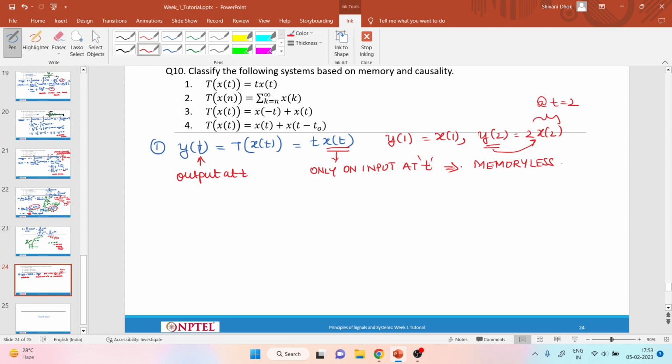Also, is there any future dependency? Output at t equal to 1 is not depending on input at t equal to 2 or t equal to 3 and so on, and therefore there is no future dependency, which means that it is also a causal system. Since there is no future dependency, it is a causal system.